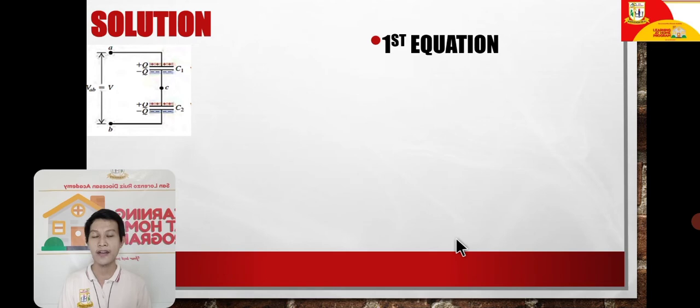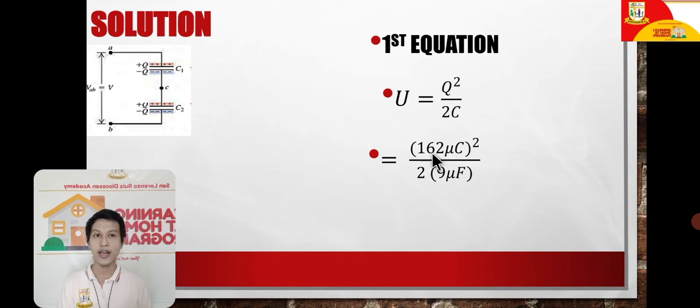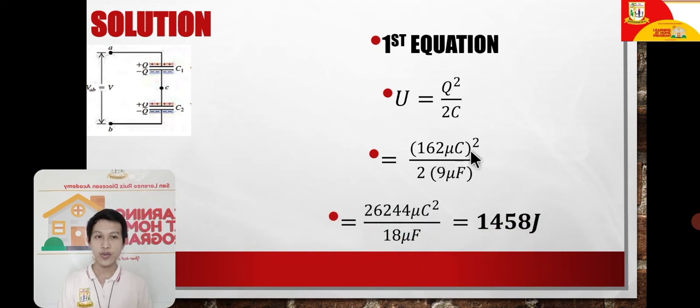Okay, so solution. Let's have the first equation. We have U is equal to Q squared over 2C, or potential energy is equal to charge squared over 2 times the capacitance. So yung charge natin ay 162 squared, which is equal to 26,244 microcoulombs squared over 18 microfarads, which is equal to 1,458 joules. Okay, so yun yung makukuha.